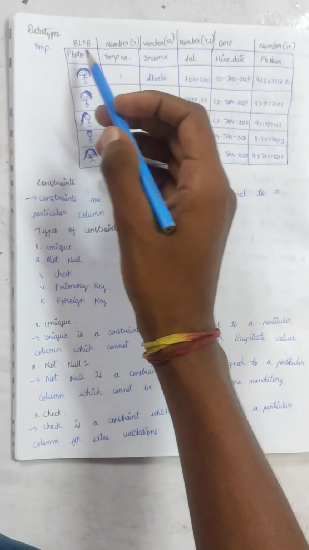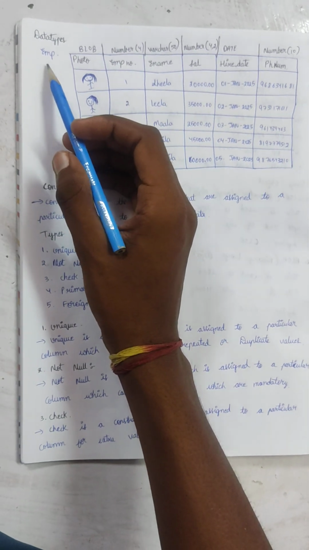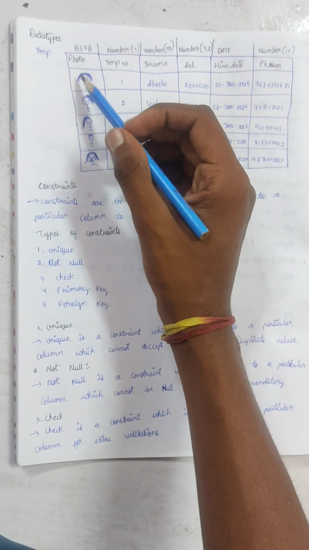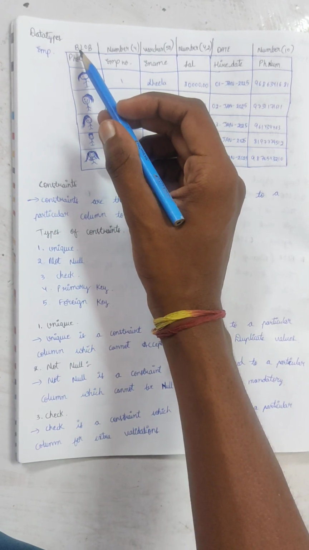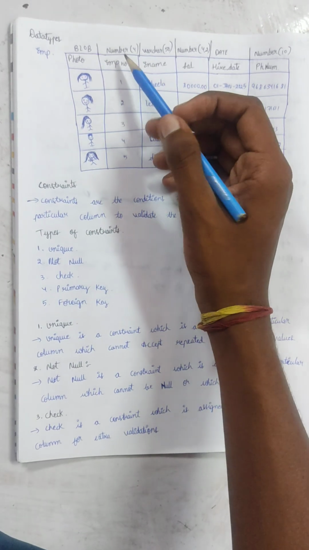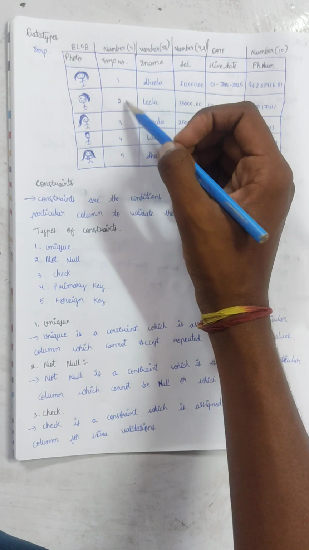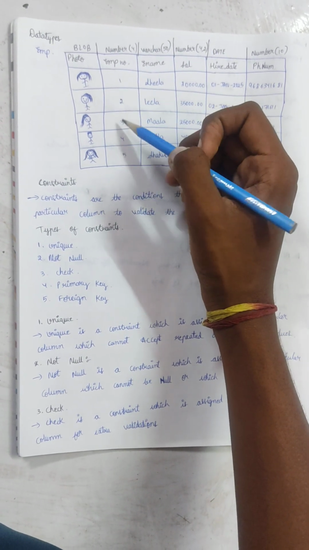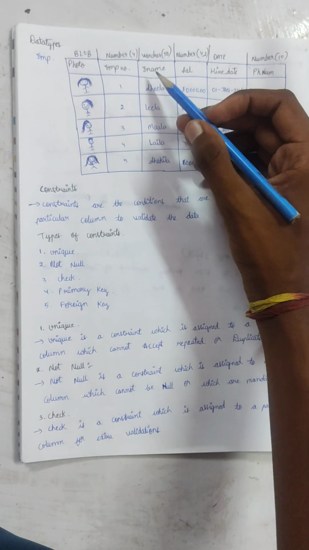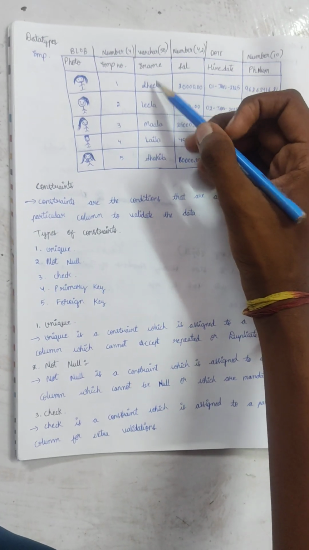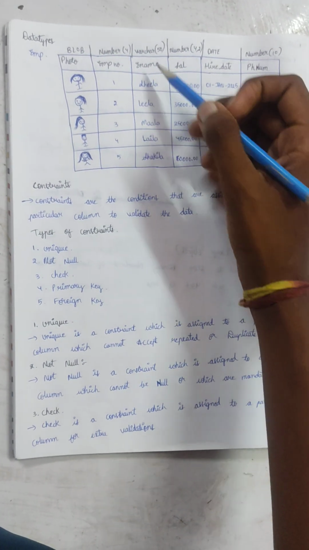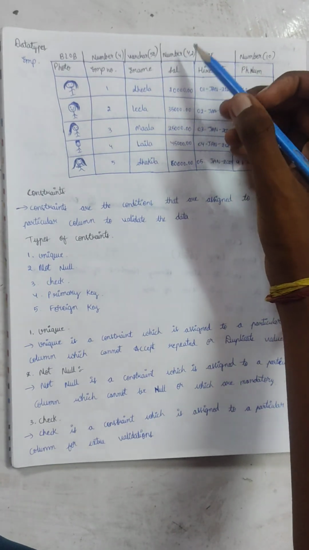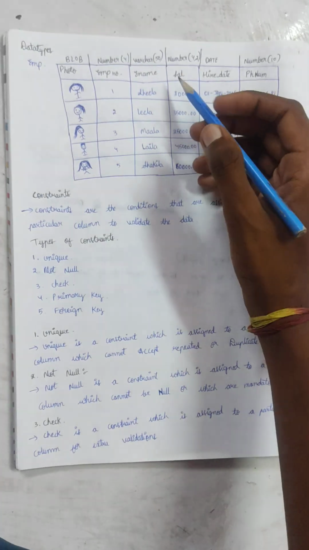For data types, we have considered an employee table. For photo, it is an image format, so I have used the BLOB data type. For employee number we have numbers, so I have written number. For employee name we have names, so I have used varchar. The size is 50, and I can increase the size beyond 50 also.